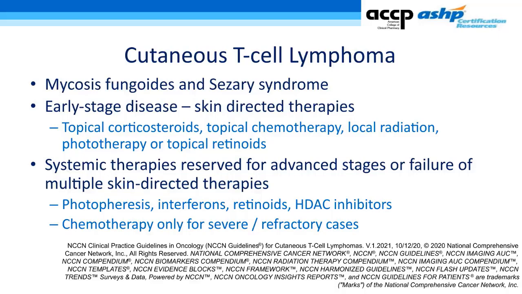For more advanced stages, or after a patient has failed multiple skin-directed therapies, we can move into systemic treatment. There's no standard of care here, so this would be things like interferons, retinoids, or HDAC inhibitors. And in severe and refractory cases, we can use traditional chemotherapy. But again, there is no recommended regimen or standard of care.